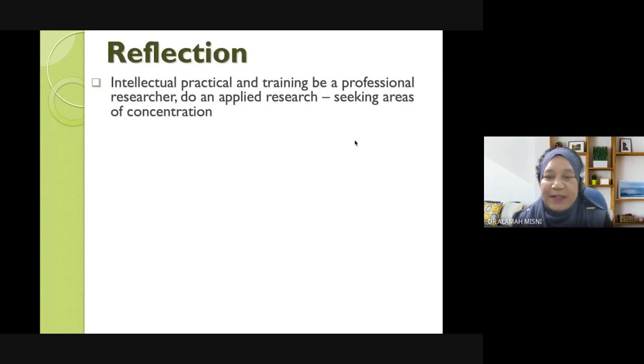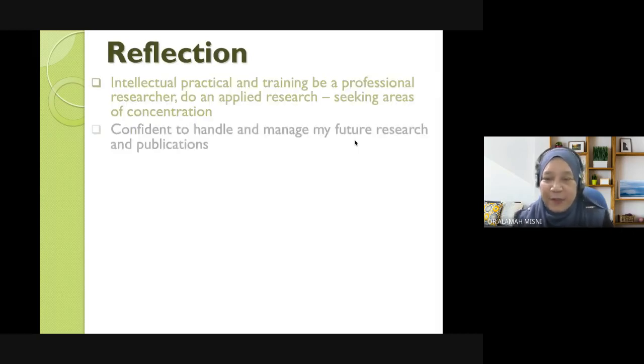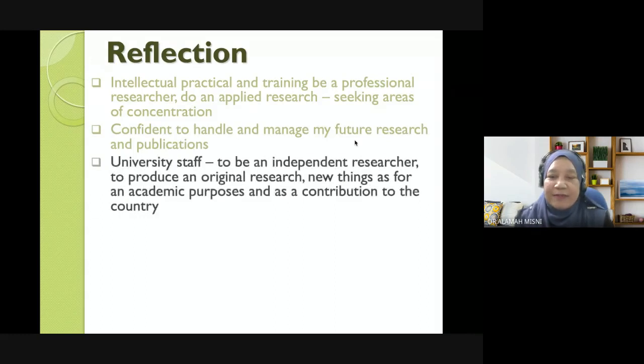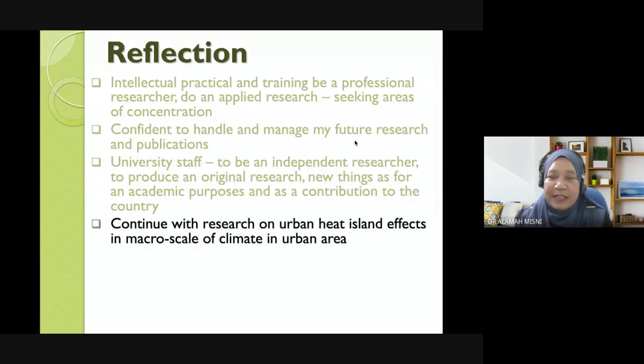Okay, the last part is about reflection. This is based on my experience. During my three-year study journey in New Zealand, I feel this was like practical training to become a professional researcher, working with my supervisor. In those three years, I practiced applied research and also sought areas of concentration for my research.